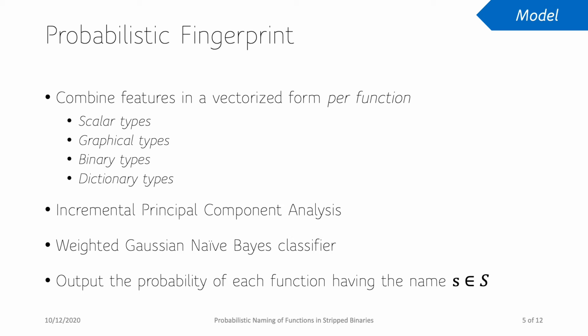Binary and dictionary typed features are converted into a vector by counting the instances that they appear over all function names in our training dataset. The resultant vector is very sparse. Therefore, we use incremental principal component analysis and project this vector into a subspace of the most varying components. Then, we feed the reduced feature vector into a Gaussian naive Bayes classifier to predict the probability of a function taking each name.